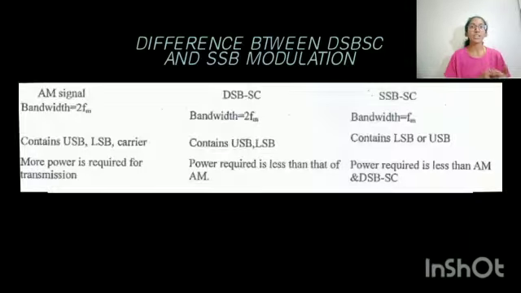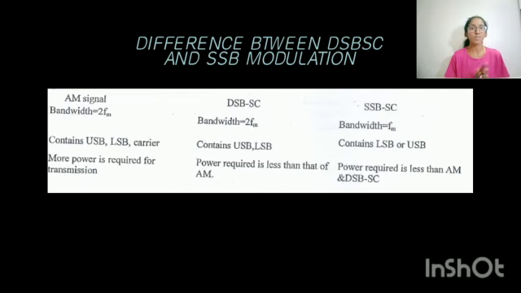Now, let me give the differences between DSB-SC and SSB modulation. The first point: in DSB-SC the bandwidth is 2fm, here in SSB the bandwidth is fm. In DSB-SC it contains USB and LSB, upper sideband and lower sideband, whereas SSB contains only an LSB or a USB. And in DSB-SC the power required is less than that of AM, whereas in SSB the power required is less than both AM and DSB-SC.